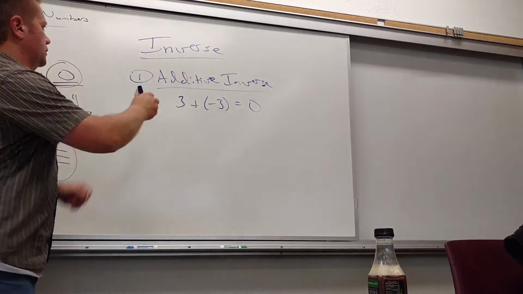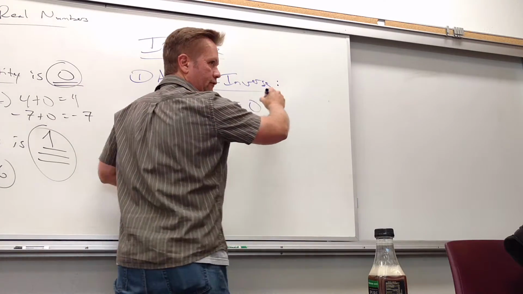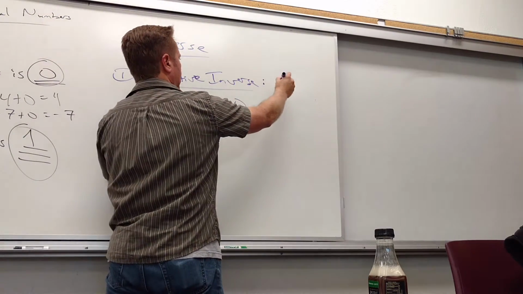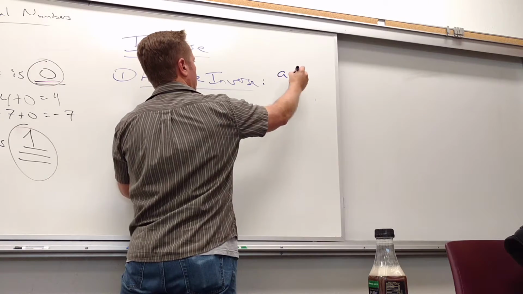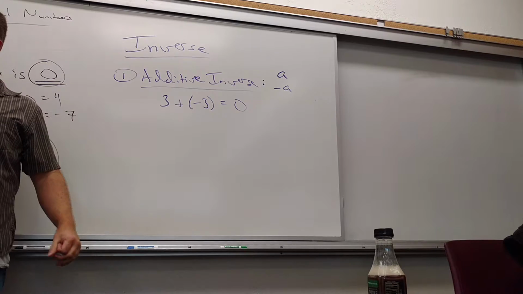So, a new word for us. The additive inverse is the negative of the thing, right? So the additive inverse of A would be -A, whatever A is, to make it 0.